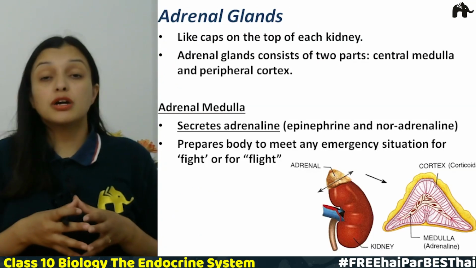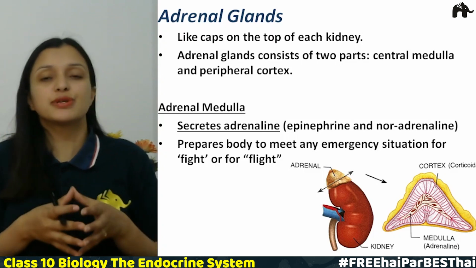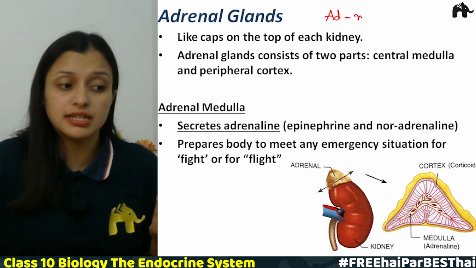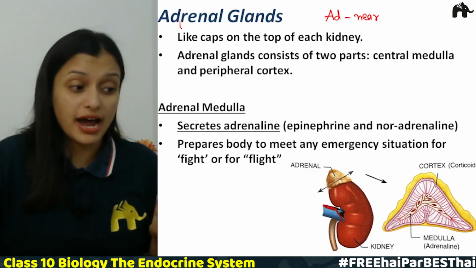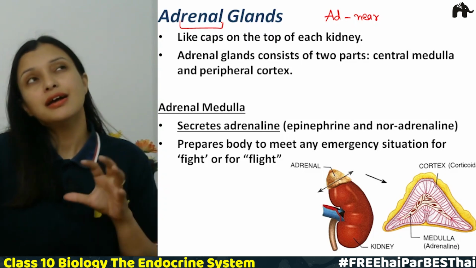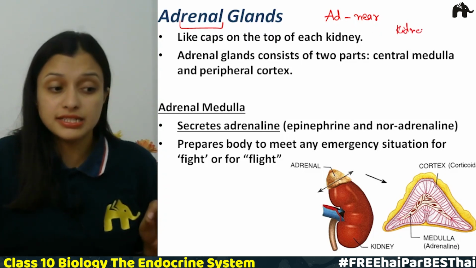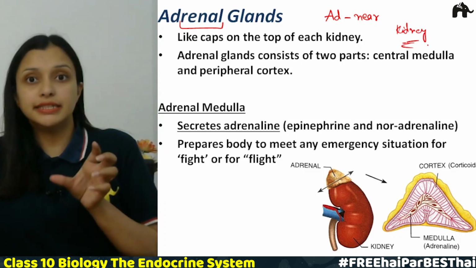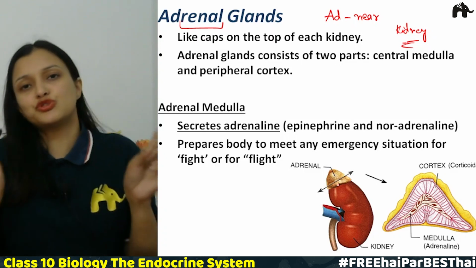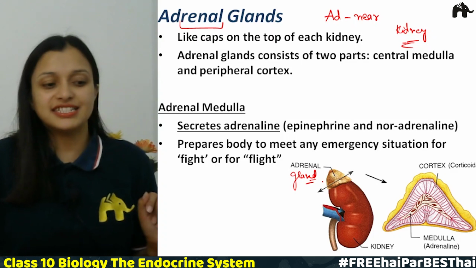So let us first talk about the first endocrine gland, that is the adrenal gland. As the word suggests, ad means near, right? And renal, I told you about this word in the chapter on the excretory system. Renal stands for kidney, right? So these are the glands which are near our kidneys. This is a kidney, and above the kidney there is a hill-like structure, right? And that is called the adrenal gland. Okay, so this is the adrenal gland.